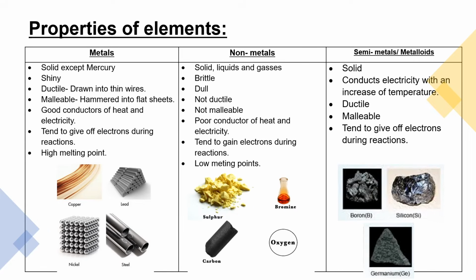Now, when we look at properties of certain elements, we separate them into metals, nonmetals, and semimetals. Metals are all solid except for mercury. They are shiny in color. They are ductile, which means they are able to be drawn into thin wires. They are malleable, which means they can be hammered or manipulated into flat sheets.